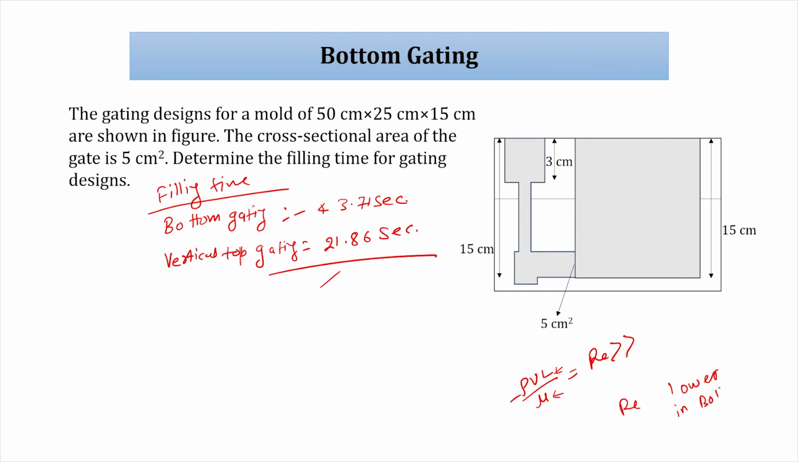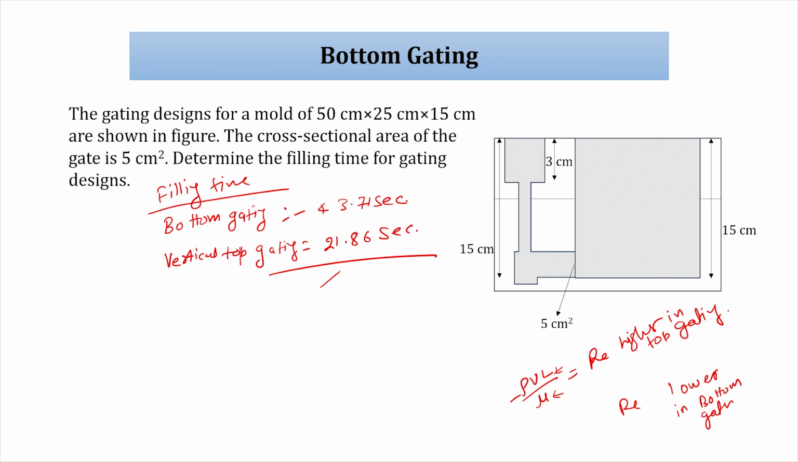Reynolds number is higher in top gating. So what is the understanding? In vertical or top gating, velocity is high, so Reynolds number will be higher. There are chances of turbulence, splashing can happen, and it can erode the mold. Whereas in bottom gating, your filling time will be more.